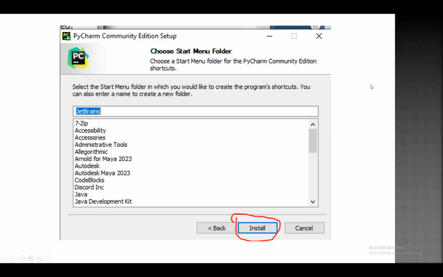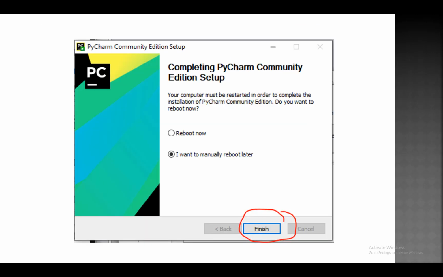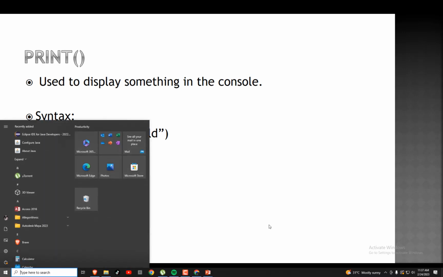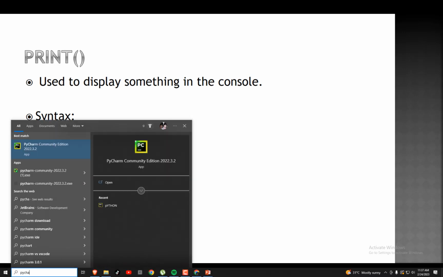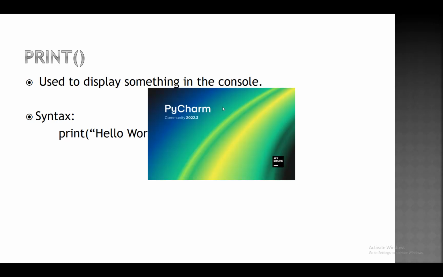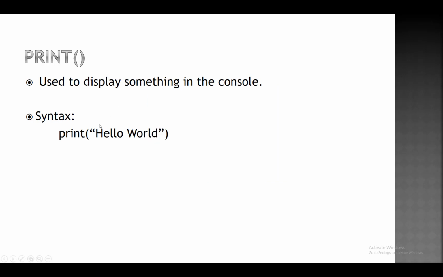Okay, after that, click install, and then just click I want to manually reboot later. It's because it will work even if you don't reboot. So, finished. If you click finish, then you have to run your application. Just type PyCharm in your search bar if it's not on your desktop. And then click the PyCharm application. Okay, that one.